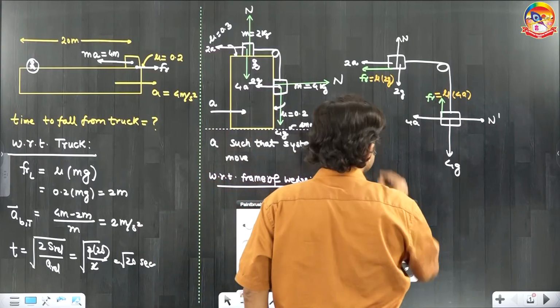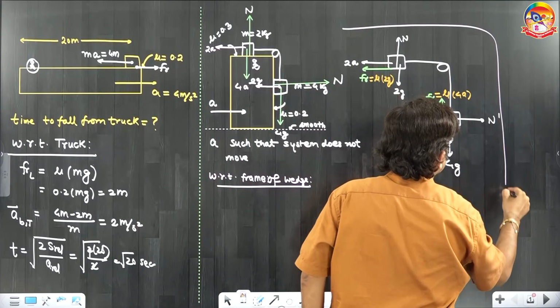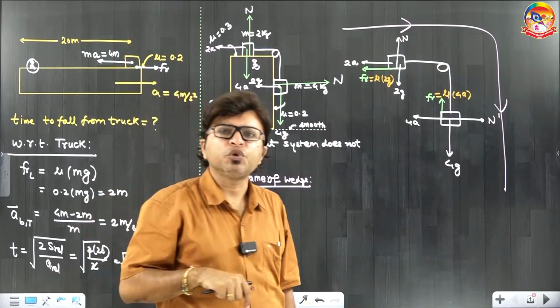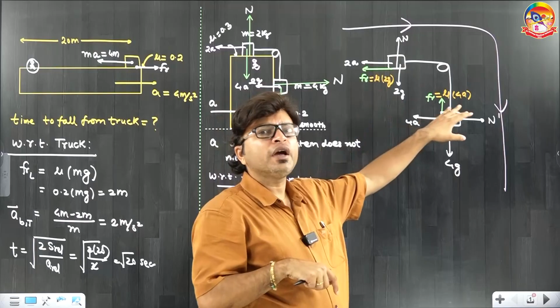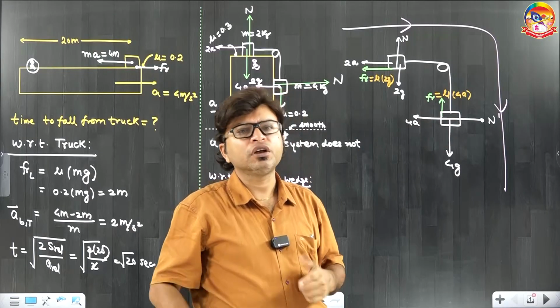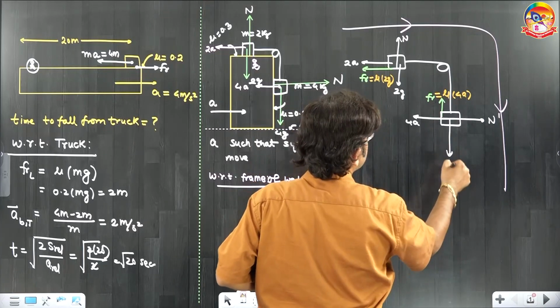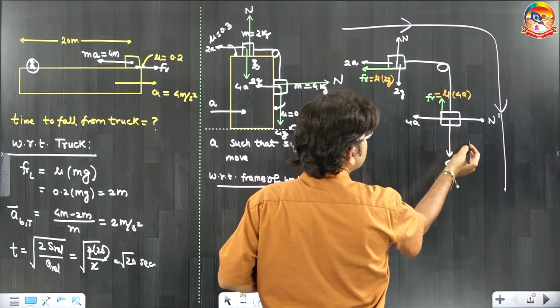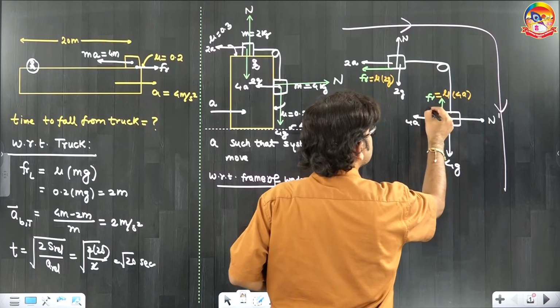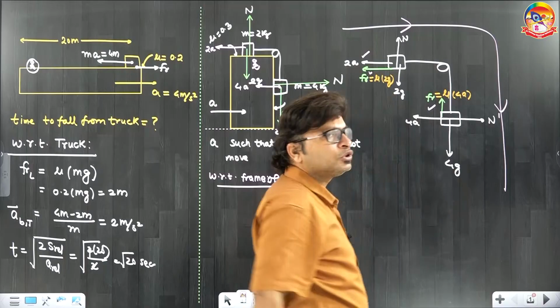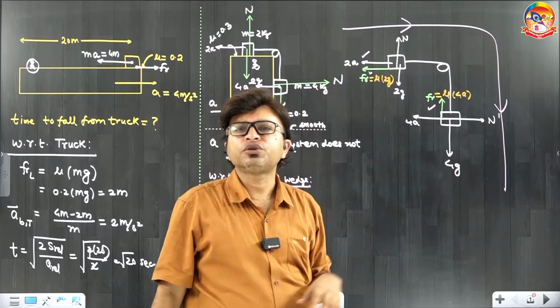Now the system will be going like this. So for me, what is the driving force and what is the opposing force? For the system not to accelerate, driving force must be equal to opposing force. So driving force is how much, beta? This 4g is driving, rest all the force. See, this force is along the motion, this is opposite to the motion, this is opposite to the motion, this is opposite to the motion. So all other forces are opposite to the motion.